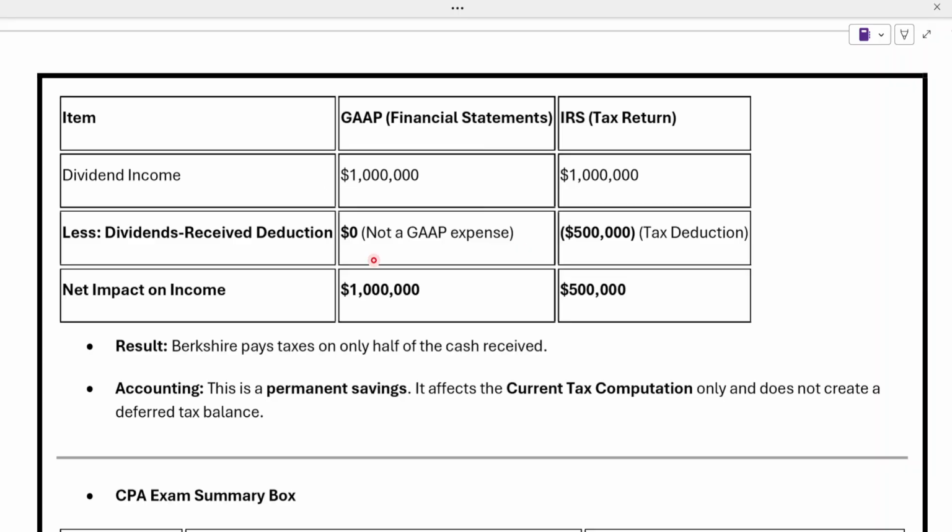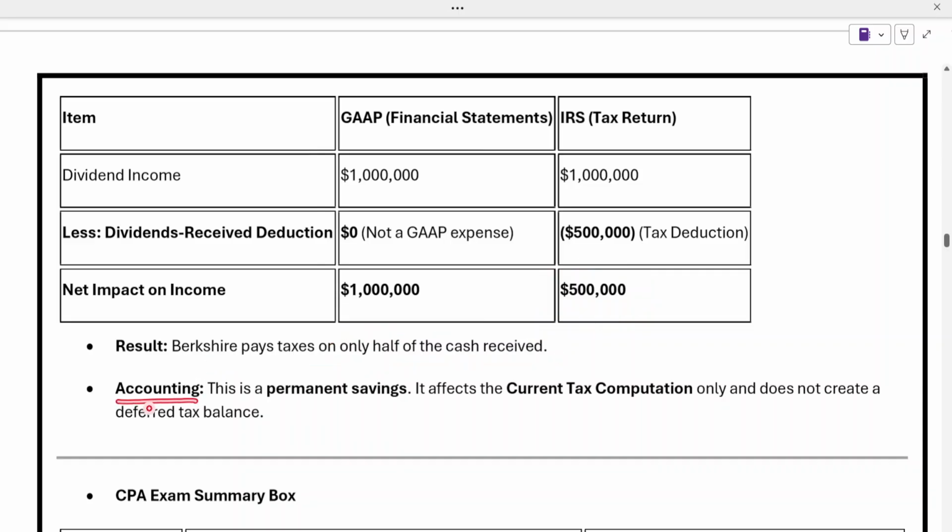Now this $500,000 they have given as deduction. So you will say as per GAAP our income will be $1 million, but as per IRS our income will be $500,000. So what will happen? The result is that Berkshire pays taxes only on half of the cash received. They are paying taxes only on $500,000.